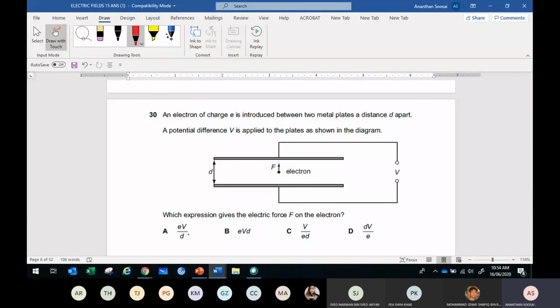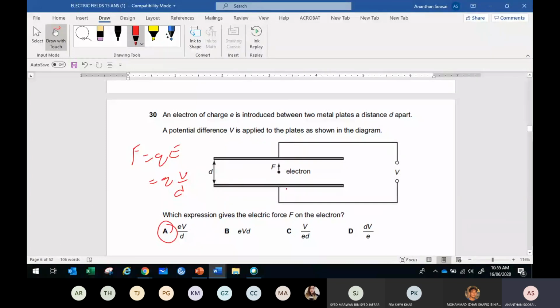Okay, I received answers again. Two of you said A. The question: which expression gives the electric force F on the electron? An electron of charge e is introduced between two metal plates a distance d apart, and a potential V is applied. Electric force F equals QE, so it's QV over D. This is straightforward.